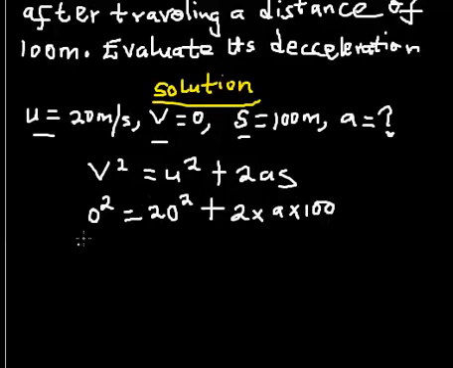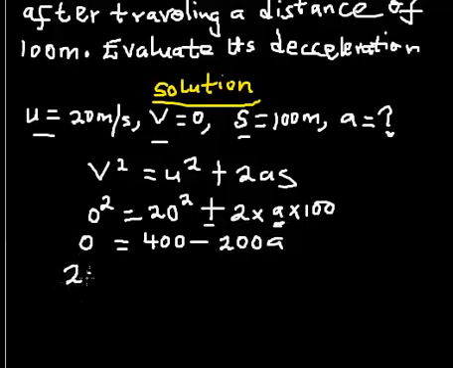So this is going to be 0, this is going to be 20 square, which is 400. Now since this acceleration is deceleration, then definitely this plus will turn to minus because deceleration is negative acceleration, right? So this plus will turn to minus. That's going to be minus 2 times 100, that's 200. All right, so I take this to the other side of the equation. It becomes 200a equal to 400.